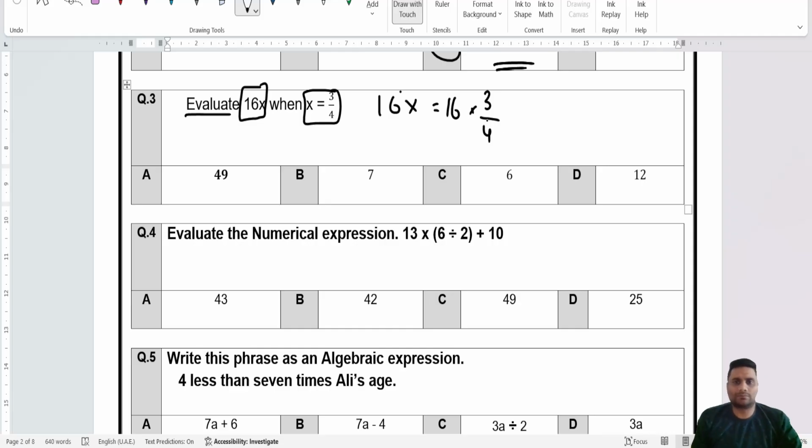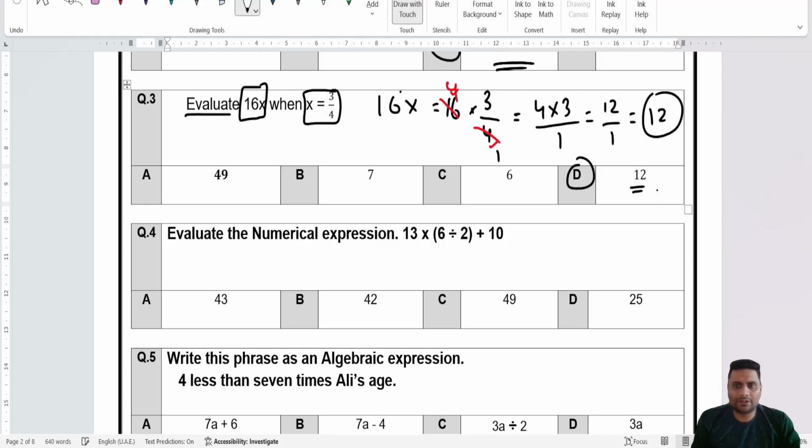Now before you multiply the numbers, like before you multiply 16 and 3, you can divide also. There is 16 up and 4 down, correct? Which means division. Can I do 16 divide 4? Yes. 4 times 4 gives me 16. So this will become 4. Now what do I have now? 4 times 3 and down there will be 1. 4 times 3, 12. 12 over 1 is 12. So here option number D, 12.